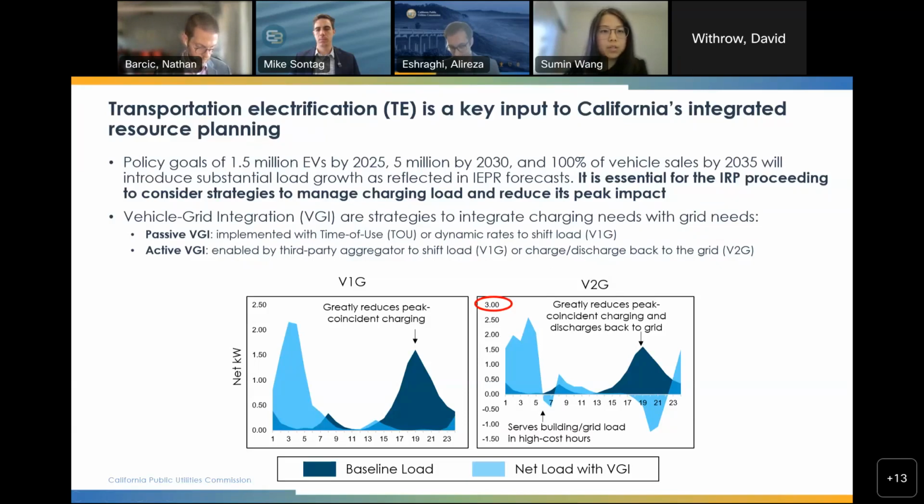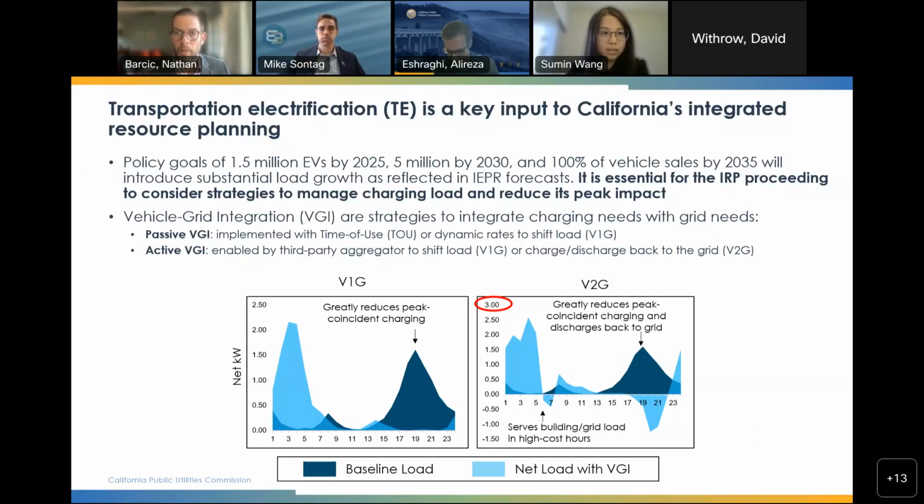So transportation electrification has been a key input to California's integrated resource planning. The ambitious EV goal in California will introduce substantial amount of load growth. So it is essential for the IRP proceeding to consider strategies to manage charging load and also reduce its associated peak impact. And the strategies to better integrate charging needs with the grid needs are what we call vehicle grid integration, also called VGI. They're usually comprised of two methodologies you can manage charging.